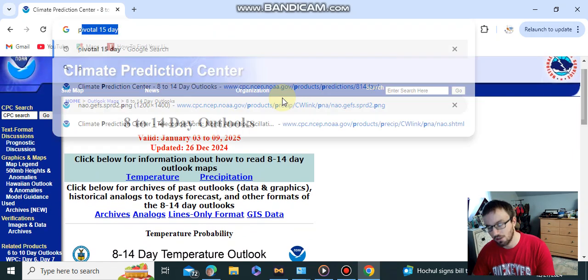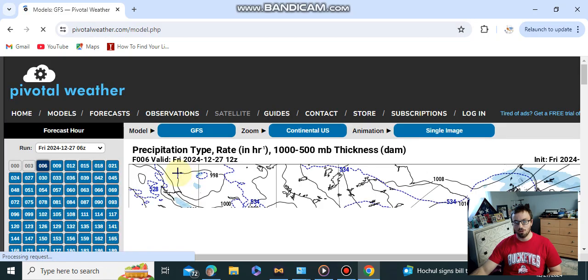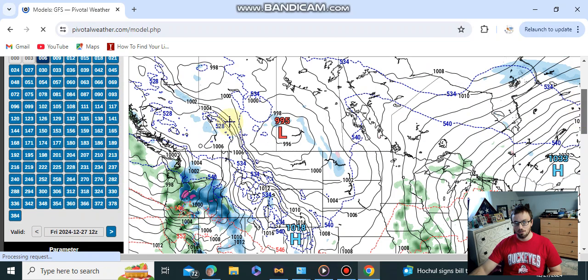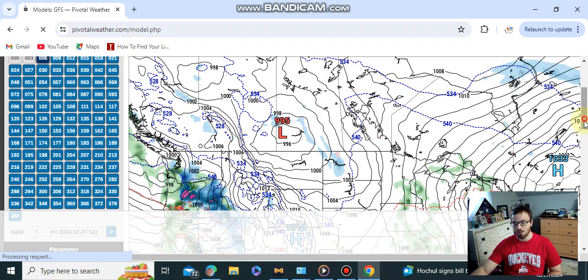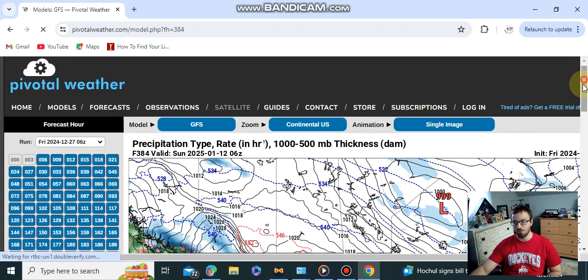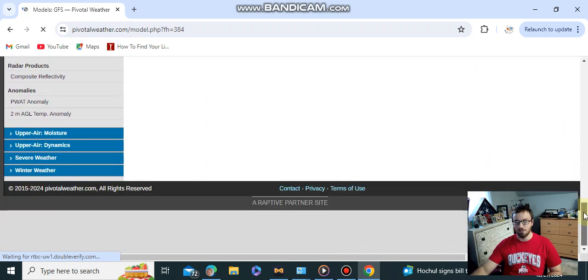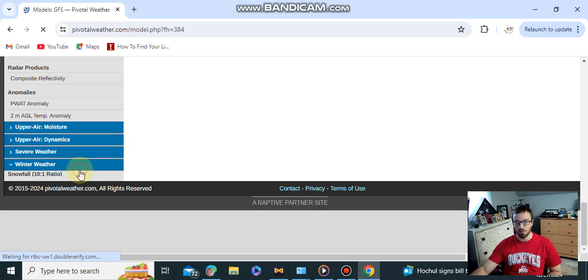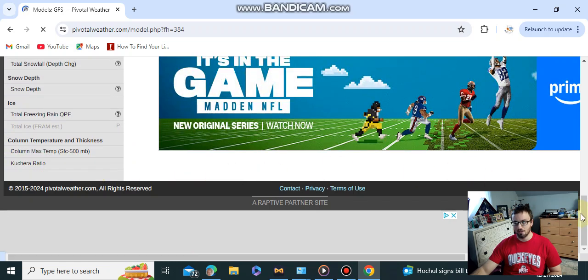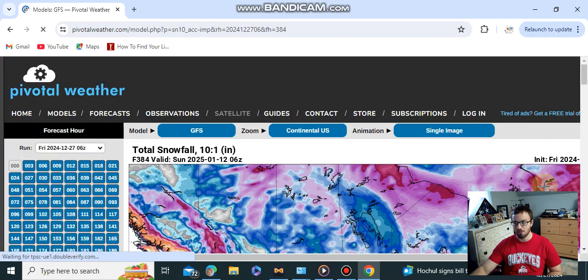I do want to take a look at our Pivotal Weather 15-day snowfall outlook, so let's go to that, and let's go to our 384 so we can see our 15-day snowfall outlook. And to be honest, I'm looking at this fresh with you, with fresh eyes, because I haven't seen it yet, so I'm going to check out our 15-day snowfall outlook with you guys.